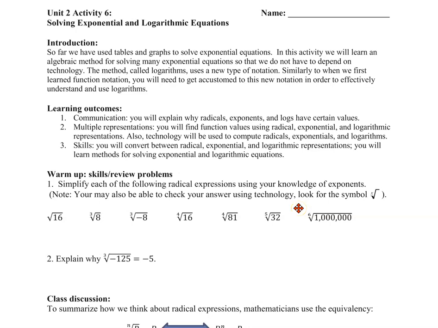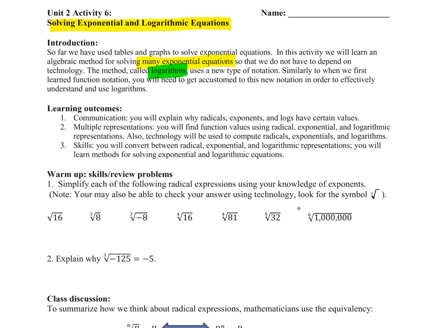Unit 2, Activity 6, Solving Exponential and Logarithmic Equations. So far, we have used tables and graphs to solve exponential equations. In this activity, we will learn an algebraic method for solving many exponential equations so that we do not have to depend on technology. The method, called logarithms, uses a new type of notation.